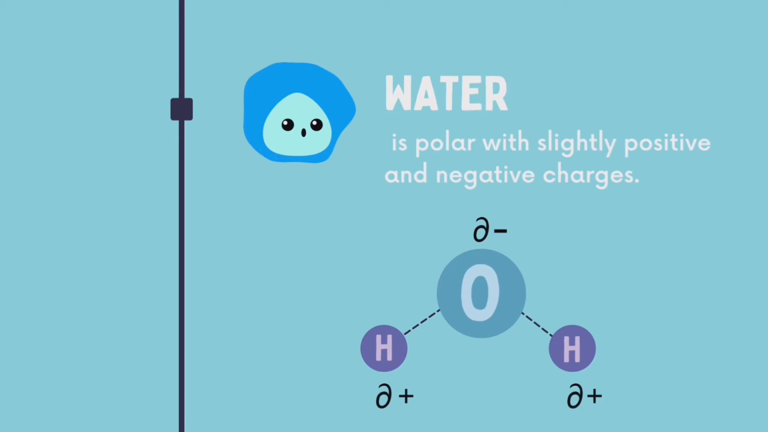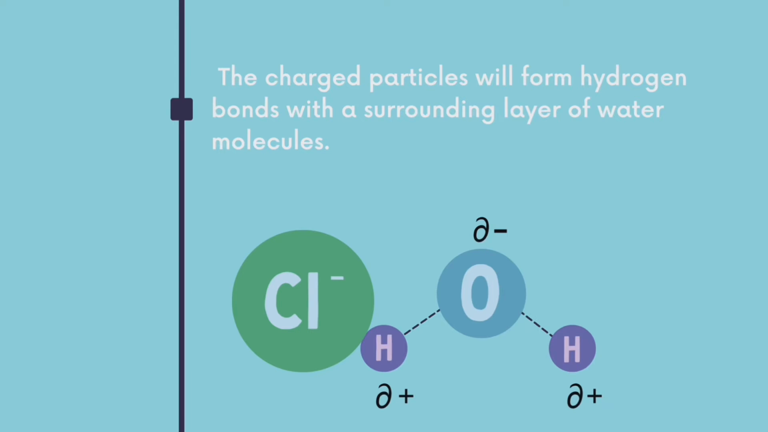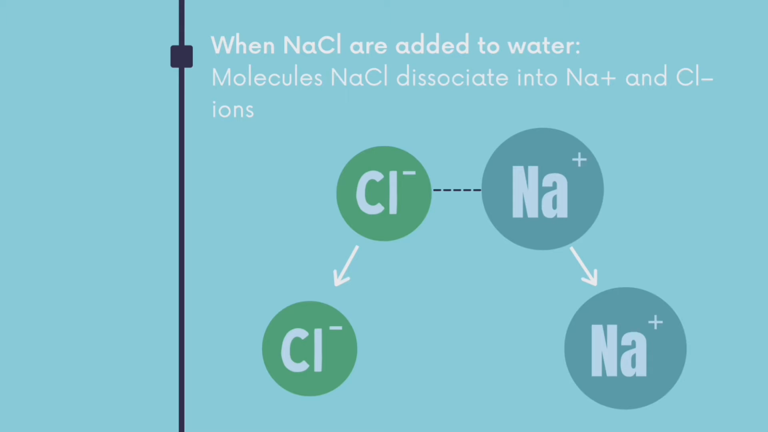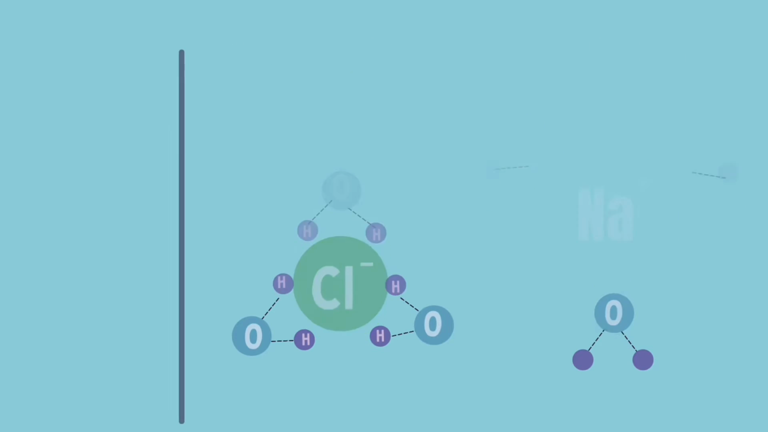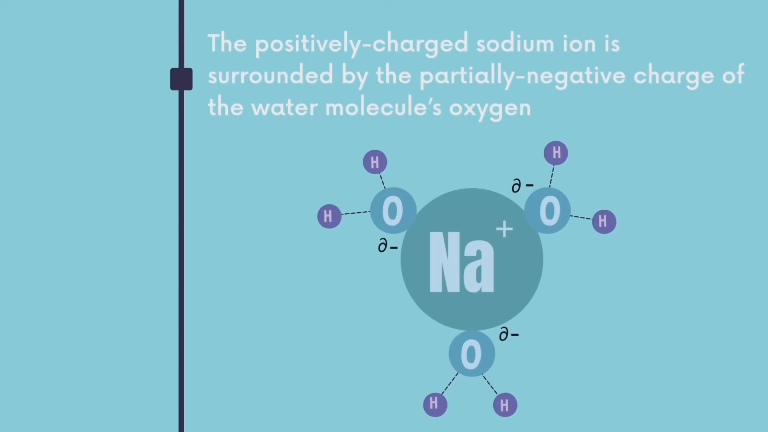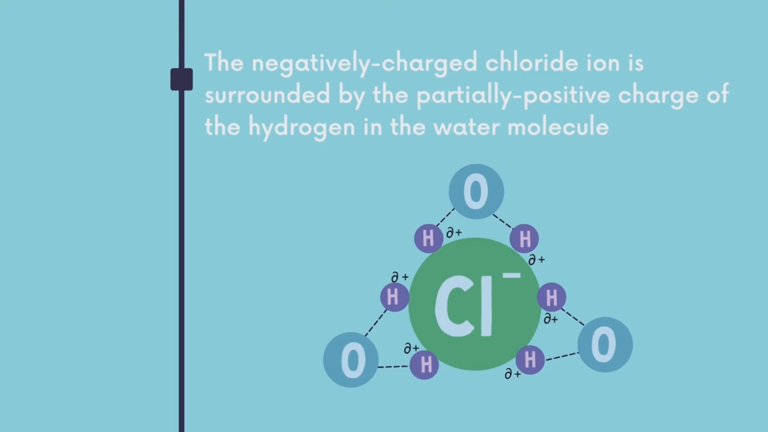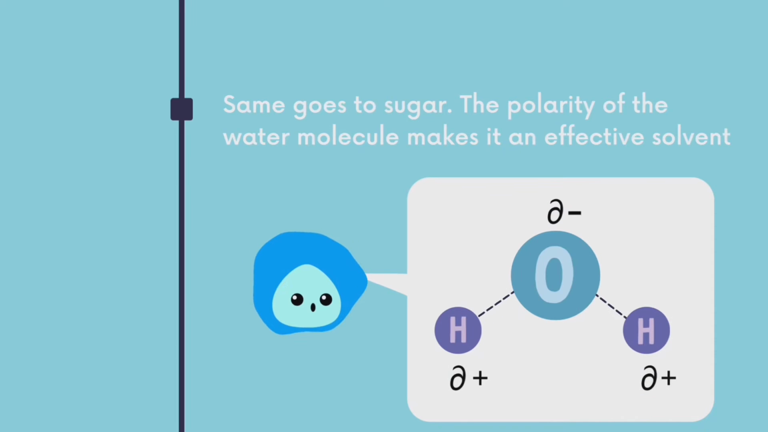Water is polar, with slightly positive and negative charges. The charged particles will form a hydrogen bond with a surrounding layer of water molecules. When sodium chloride is added to water, the molecules of sodium chloride dissociate into sodium and chloride ions, and spheres of hydrogen form around the ions. The positively charged sodium ion is surrounded by the partially negative charge of the water molecule's oxygen. The negatively charged chloride ion is surrounded by the partially positive charge of the hydrogen in the water molecule. The same goes for sugar. The polarity of the water molecule makes it an effective solvent.